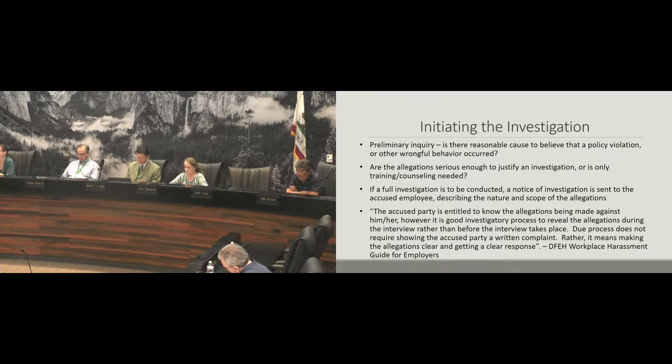Maybe it's a matter of retraining. They're not doing something correctly that's an unsafe condition. So there's a lot of avenues before we get to an investigation.